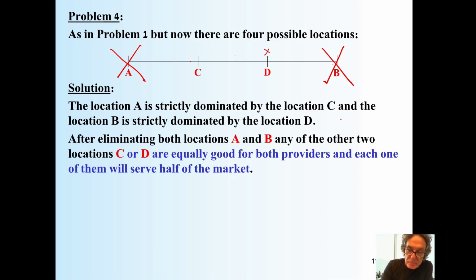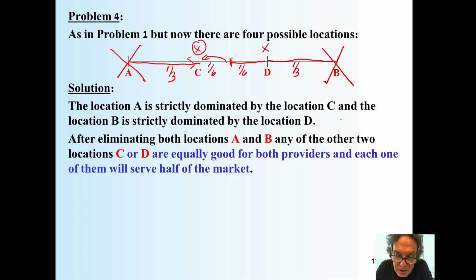Say that I'm here and you are here. What do you get? You get all these people plus this. 1/6 plus 1/3, you get half. I'm getting 1/6 that will come to me plus the 1/3. Again, I'm getting 1/2. So it doesn't matter if we are both located at C, both located at D, one at C, one at D.